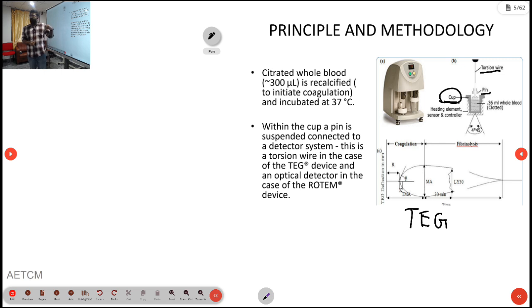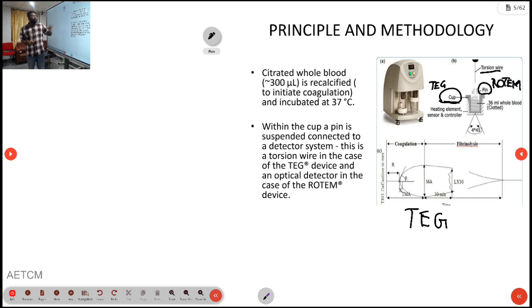And in ROTEM, in rotational thromboelastometry, the pin is what is rotating. So in ROTEM, the pin rotates, and in TEG, the cup rotates. That is one of the major differences between TEG and ROTEM.